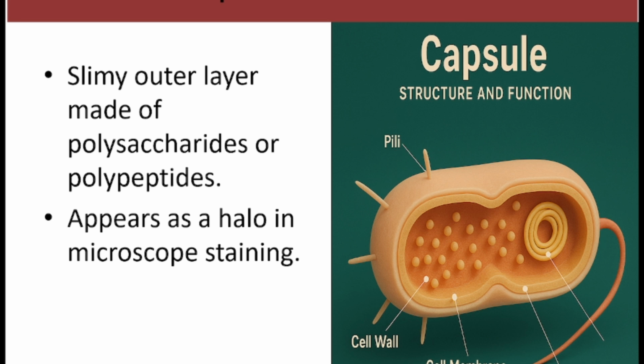the capsule. Another word for capsule is the glycocalyx. You can see it in some other textbooks, where they also refer to the capsule as the glycocalyx. It is made up of polysaccharide as well as polypeptide, and it is a slimy outer layer which consists of this.